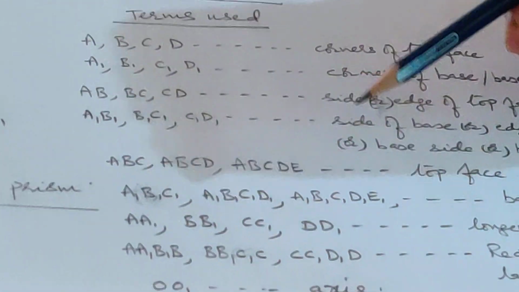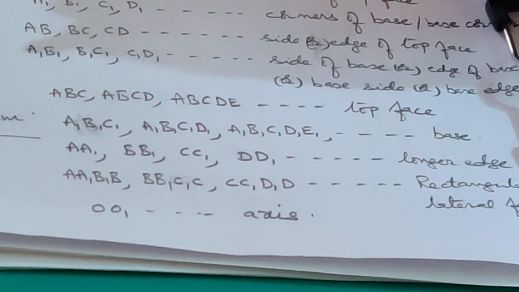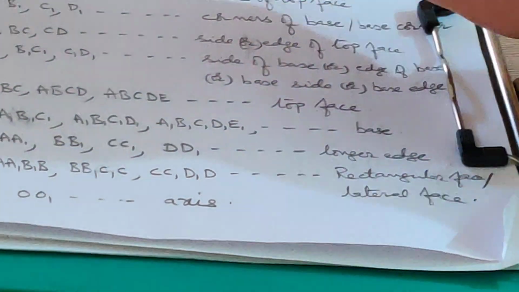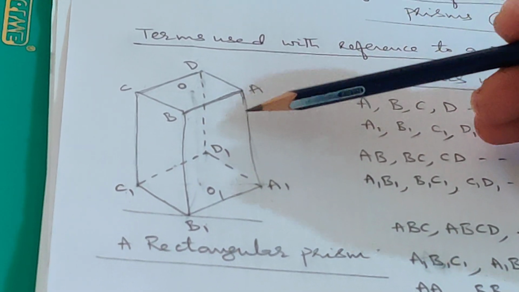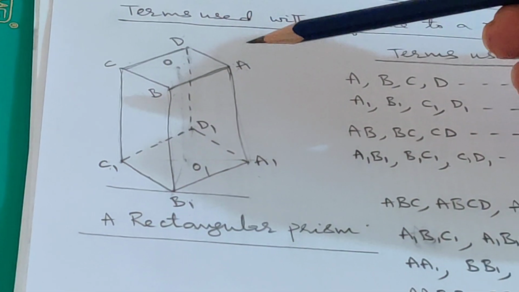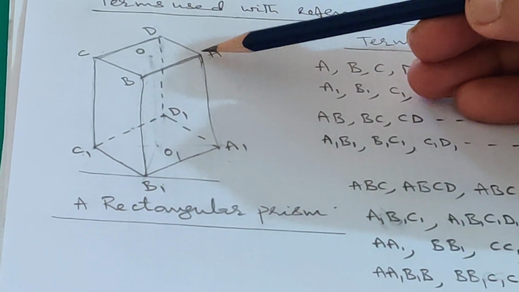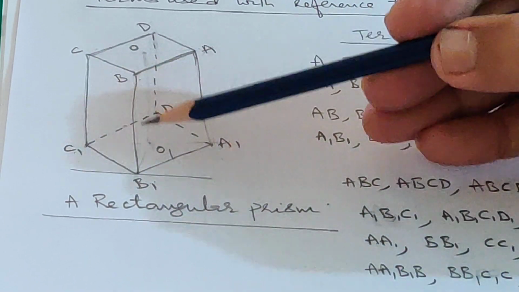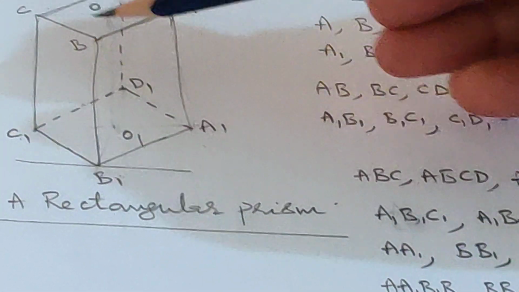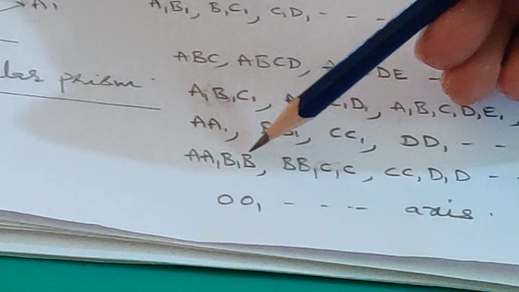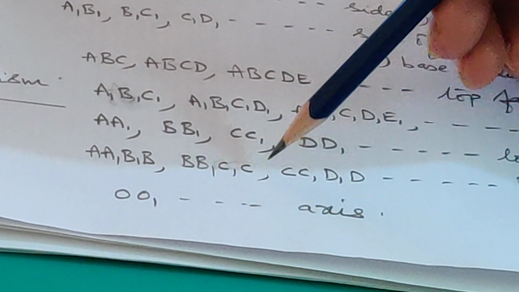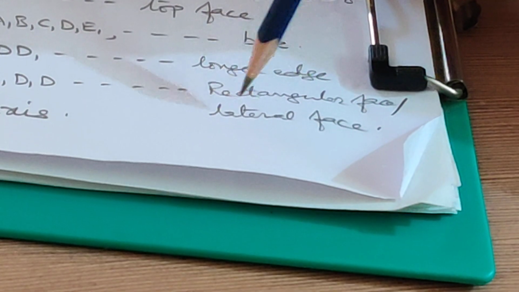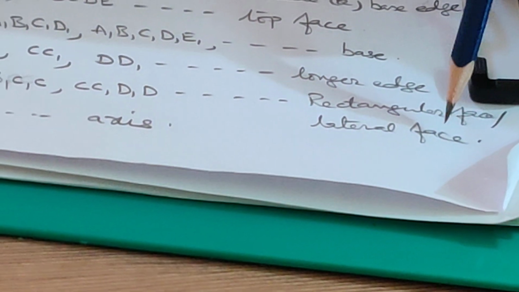Then the rectangular faces, as I mentioned already, the lateral face of the prism consists of a number of rectangles. Since it is a rectangular prism here, it will have 4 lateral faces and all the 4 are rectangles. So if you look here, A1, B1, B is a rectangular face. Similarly, B1, C1, C is another rectangular face. The same thing I have written here. A1, B1, B, B1, C1, C, C1, D1, D, etc. They are all called rectangular faces or lateral faces of the prism.